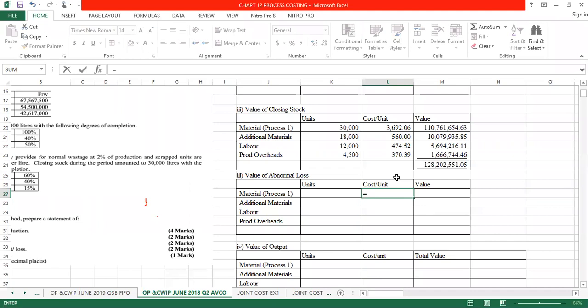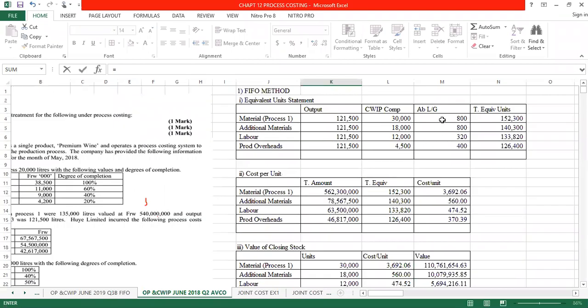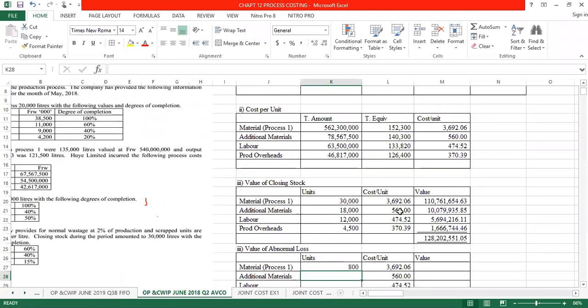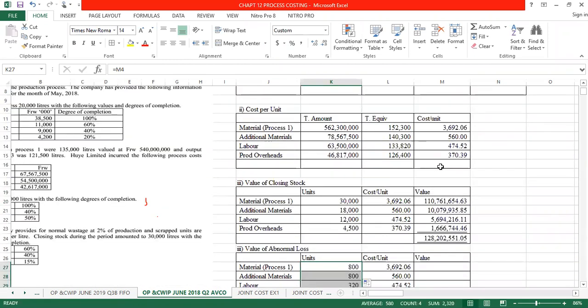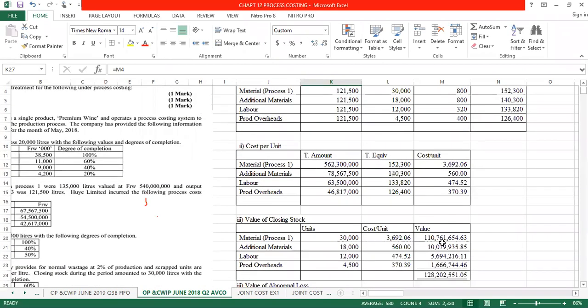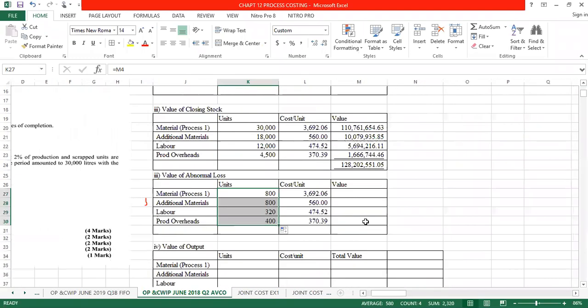Again, you have told me they specified to 2 decimal places. So if they specified, it isn't our work. Okay, what are units of abnormal loss from the process account? So we have that. Have I picked it right? Okay, I've picked it right.